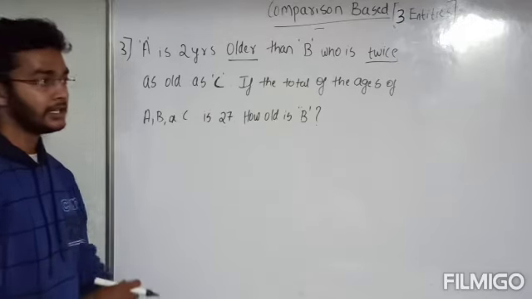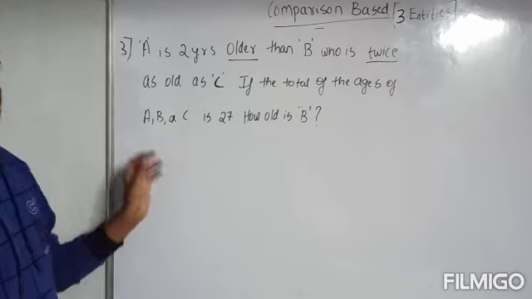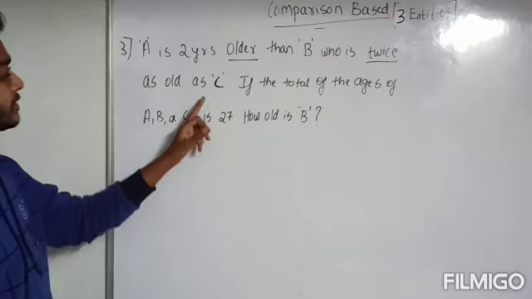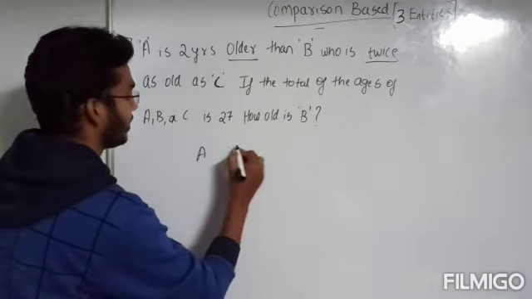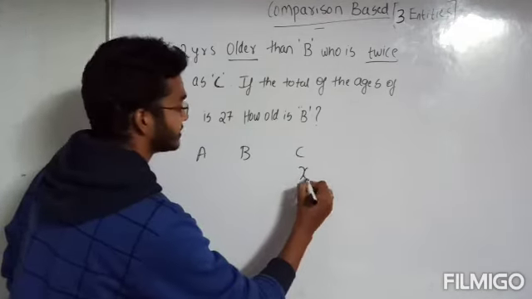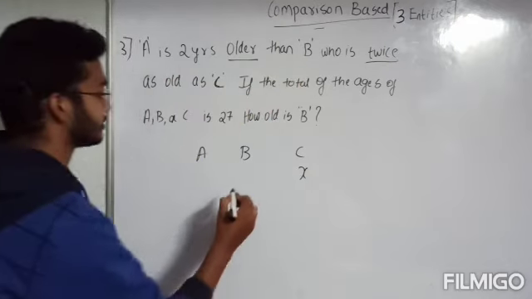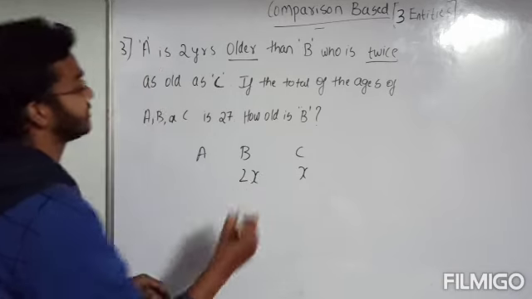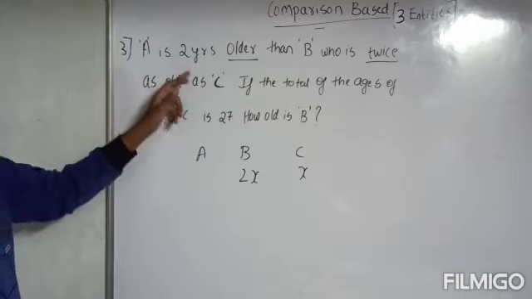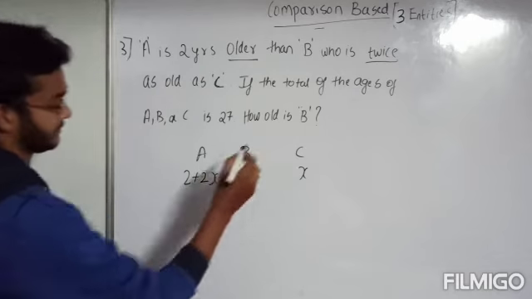So as I said, the younger should be taken as the variable, or the one to whom all entities are compared. Here all entities are compared to C. So A, B and C. I will assume the age of C as x. Then B is twice as old as C, so 2 times x. And A is 2 years older than B, that is 2 plus the age of B.